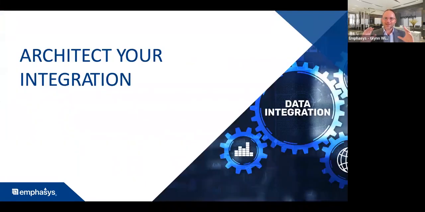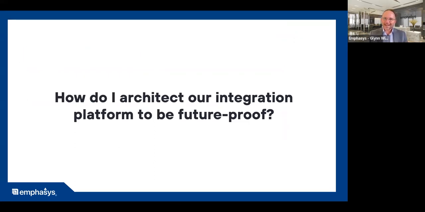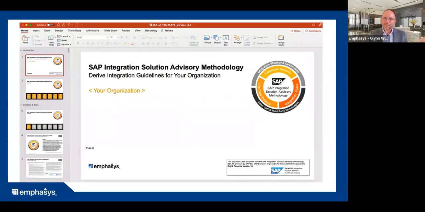The next thing that we need to do after we've gathered the information of our existing landscape, and we wish to move to either BTP integration suite or to some other tool, is to understand what our future state integration is going to look like. And in order to do that, we need to ensure that we architect our integration to be future-proof. Now, how does one do that? Well, we've got some solution methodologies, and we leverage the integration solution advisory methodology provided by SAP.